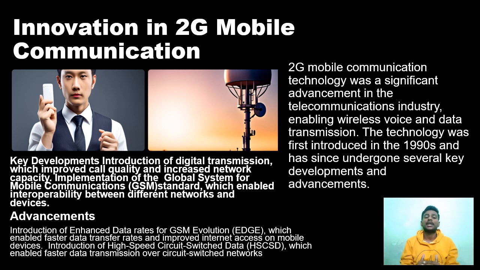The key developments and advancements which took place in 2G mobile communication are: the introduction of digital transmission, which improved the call quality and increased the network capacity, and the implementation of the Global System for Mobile Communication, GSM, standard, which enabled interoperability between different networks and devices. The advancements: introduction of Enhanced Data rates for GSM Evolution, which enabled faster data transfer rates and improved internet access on mobile devices. Introduction of High Speed Circuit Switched Data, which enabled faster data transmission over circuit switched networks.